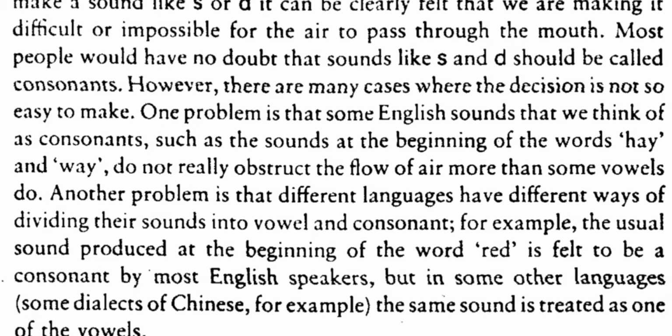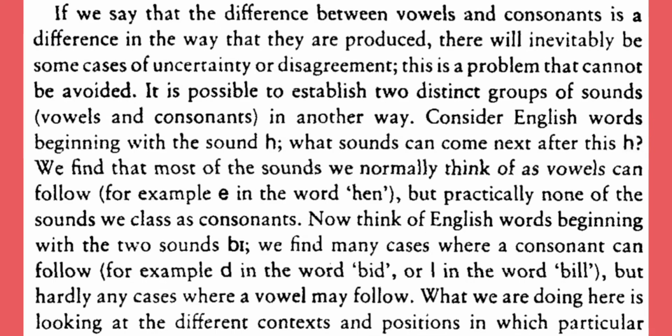Another problem is that different languages have different ways of dividing their sounds into vowels and consonants. For example, the usual sound produced at the beginning of the word red is felt to be a consonant by most English speakers, but in some other languages, some dialects of Chinese for example, the same sound is treated as one of the vowels. If we say that the difference between vowels and consonants is a difference in the way that they are produced, there will inevitably be some cases of uncertainty or disagreement. This is a problem that cannot be avoided.